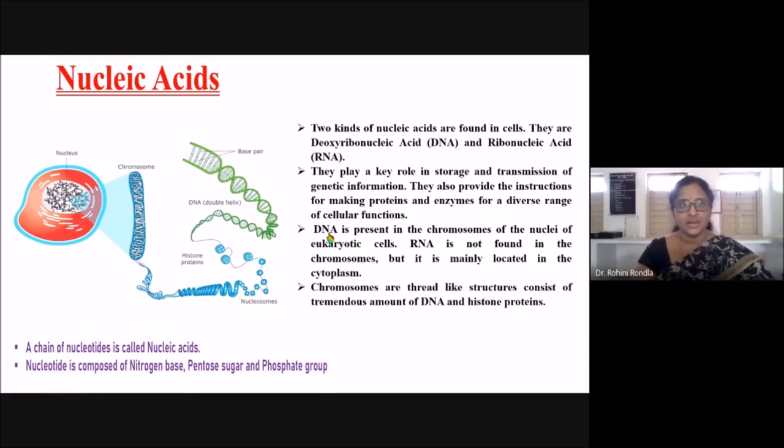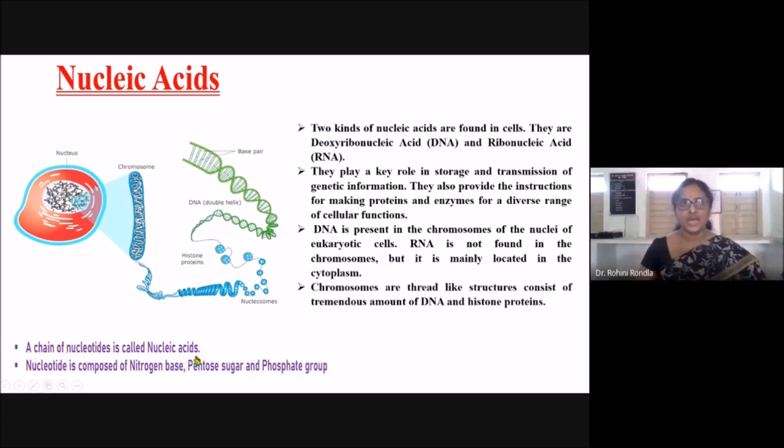Let us see the composition of DNA and RNA, how they are made up. Let us see what they contain. We can say a polymer chain of nucleotides is called a nucleic acid. That means every nucleic acid is made up of a chain of nucleotides. So the monomer unit is the nucleotide. A chain of nucleotides is called nucleic acids, or a polymer chain of nucleotides is called nucleic acids.